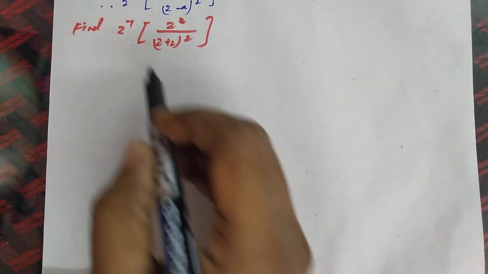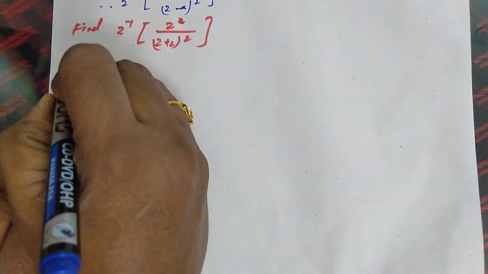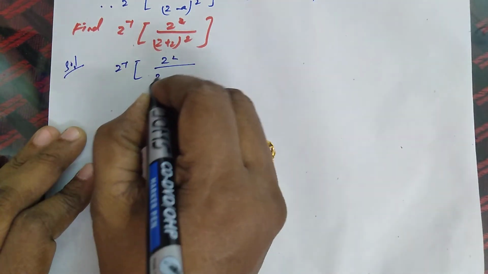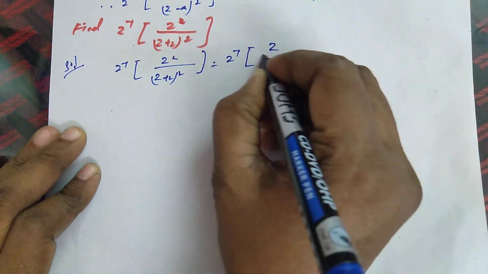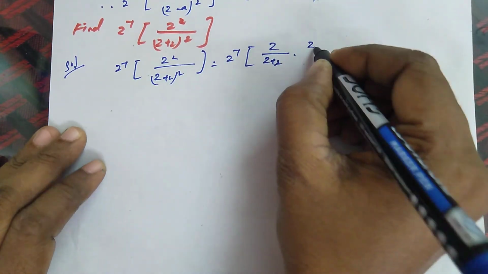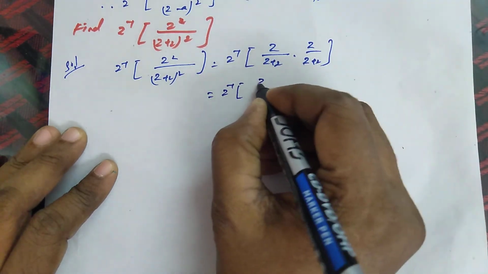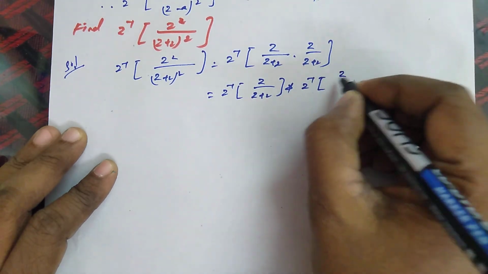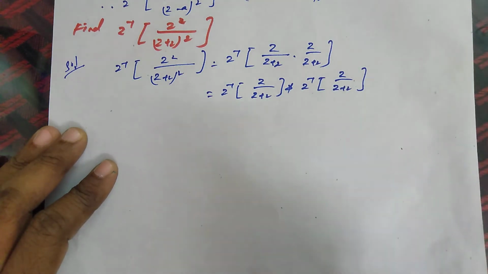Look at the next question. Find z inverse of z square by (z plus 2) the whole square. So the solution is z inverse of z square by (z plus 2) the whole square. This can be written as z inverse of z by (z plus 2) into z by (z plus 2). So that is equal to z inverse of z by (z plus 2) star z inverse of z by (z plus 2).